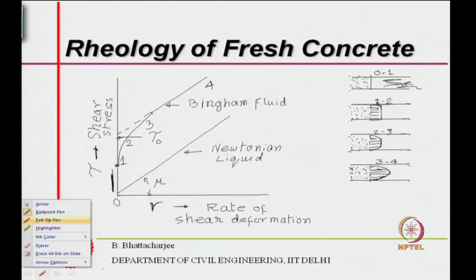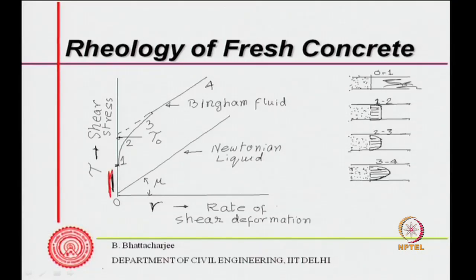All right, it is behaving like a solid. Up to this point it behaves like a solid. From 1 to 2 it started some sort of flowing, and 3 to 4 is a typical Bingham fluid, not necessarily concrete. So, 3 to 4 it behaves like a liquid, and your velocity profile is like this.